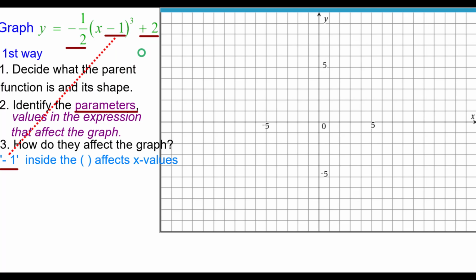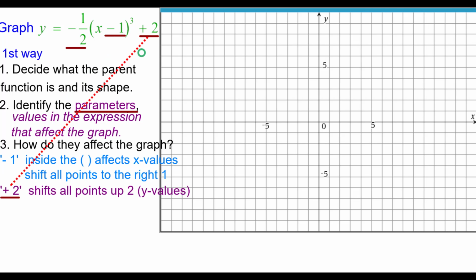The -1 is inside the parentheses and it affects the x values, shifting all points to the right 1 unit. The +2 shifts all points up 2, which affects the y values. And the -1/2 multiplies all y values by -1/2.